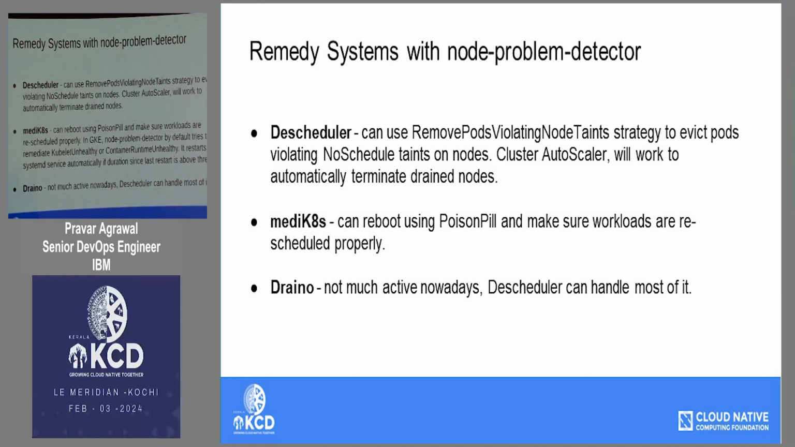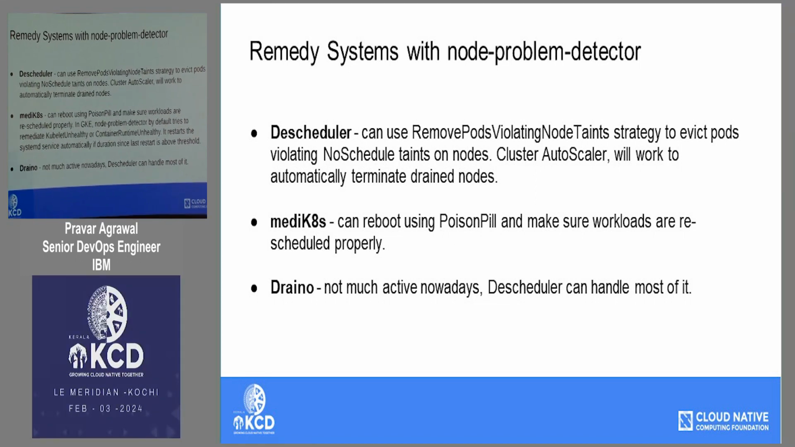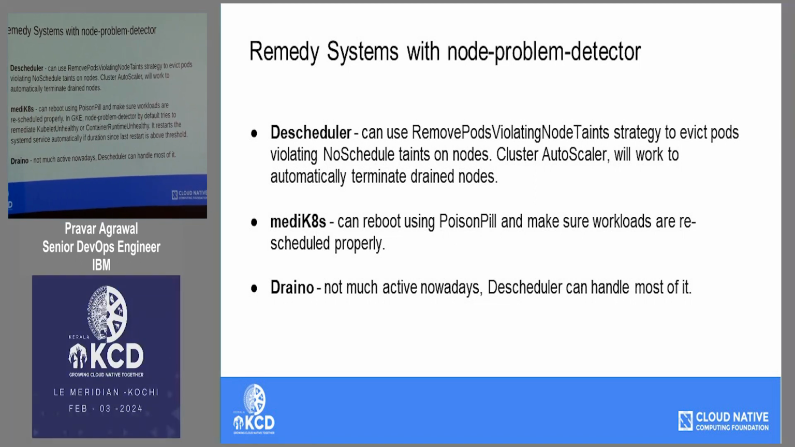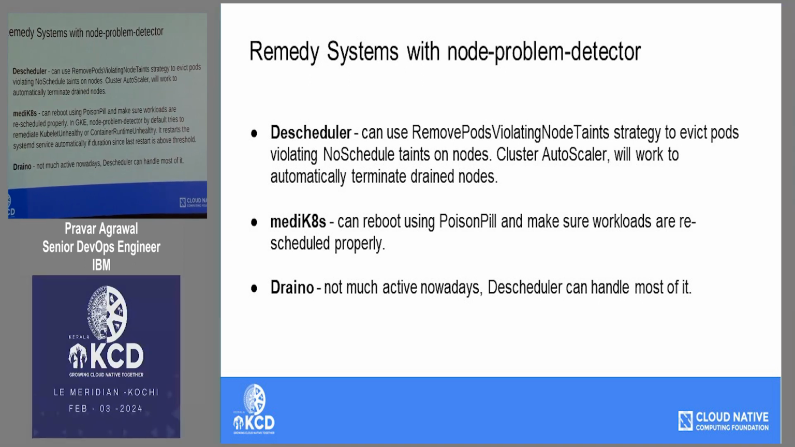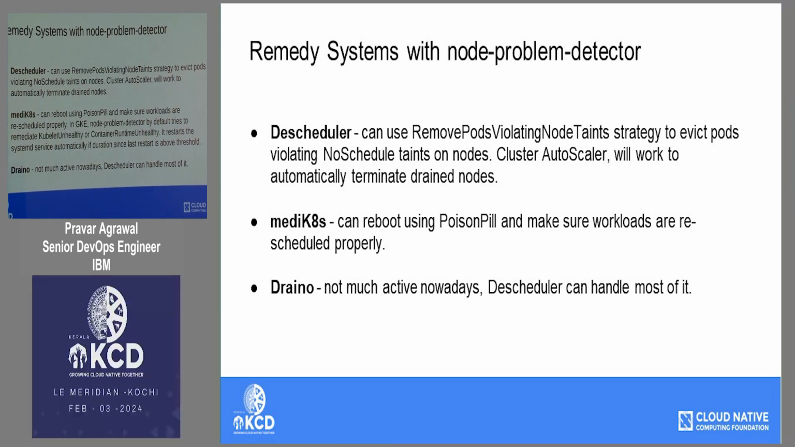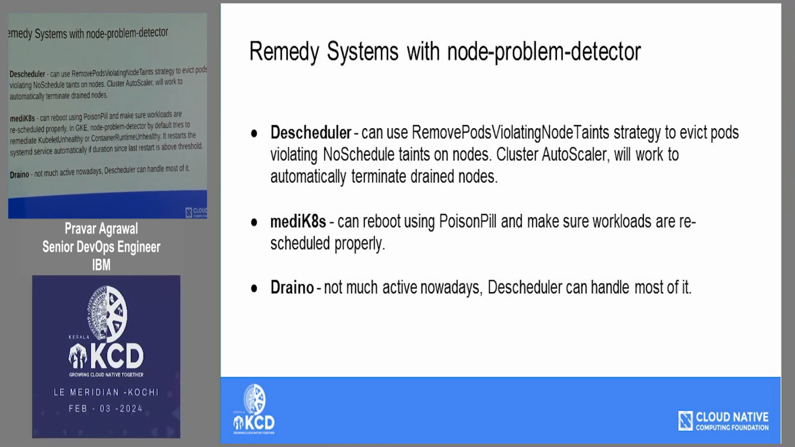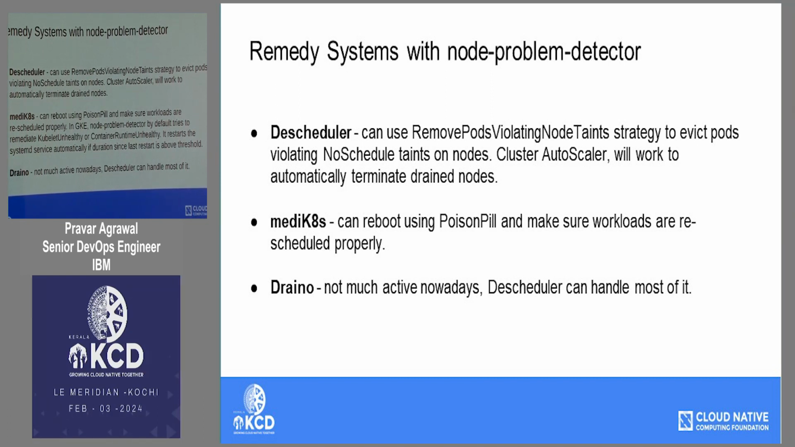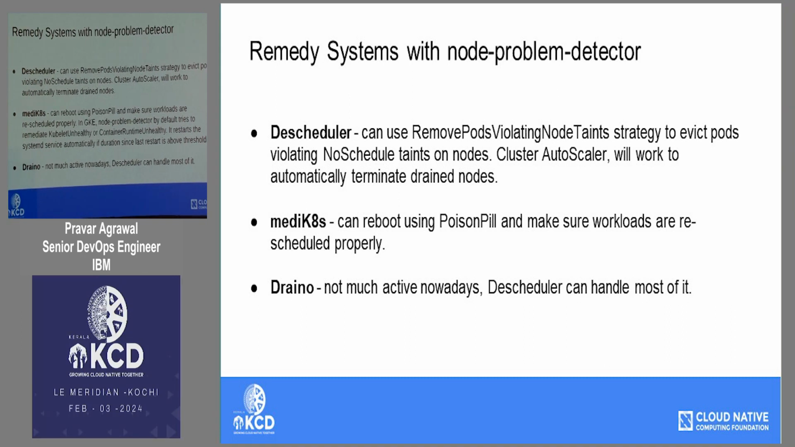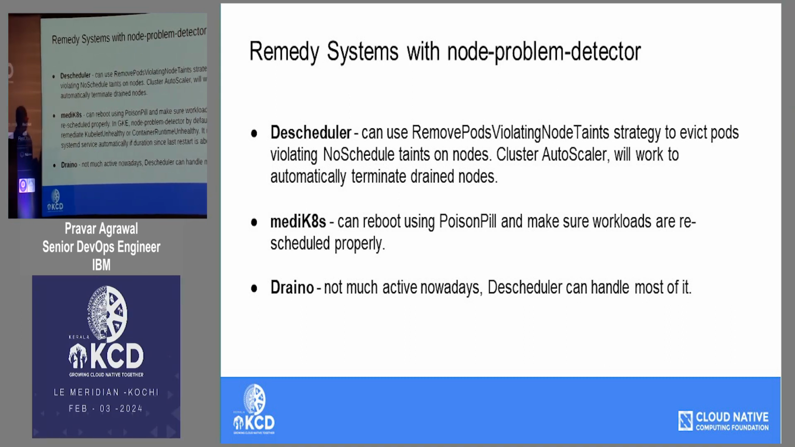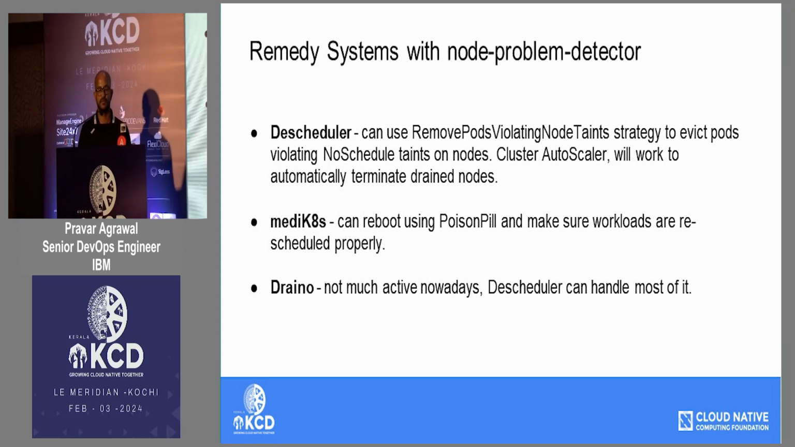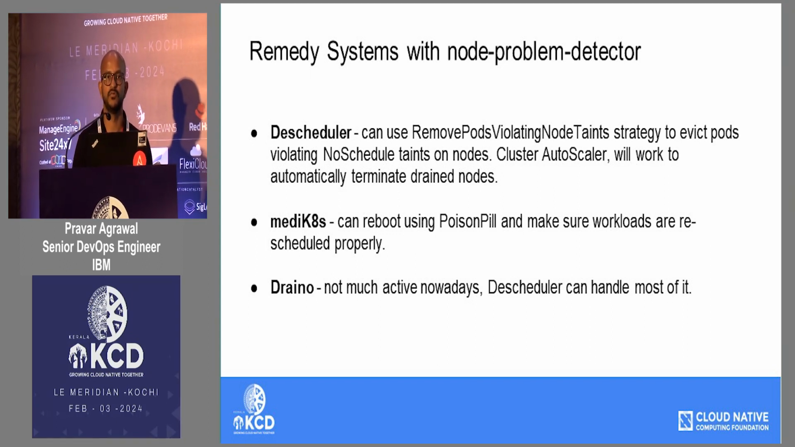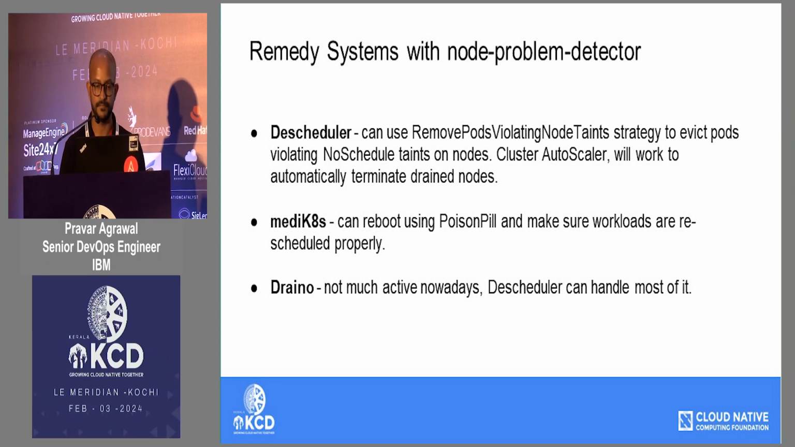And there is another project called Medik8s. It is more like a bundle of different projects, and there is a tool called Poison Pill under it, which can be used to automatically issue a reboot when NPD has reported a particular problem, and you want to reboot that node to fix maybe some system related or any particular issue. Or you can write your own code to issue the reboot of your worker node.